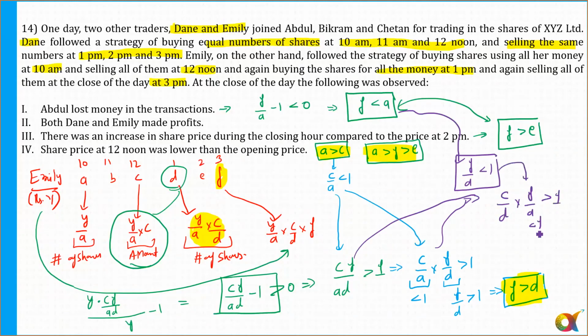Now, if F by A is less than 1, then what about C by D? Whether it should be greater than 1 or less than 1, such that the product should be greater than 1. Tell me. F by A is less than 1? Yes. But the product of both should be greater than 1, so it means that C by D should be greater than 1. So this implies C is also greater than D. And that is the case here. Any doubts to anyone now?